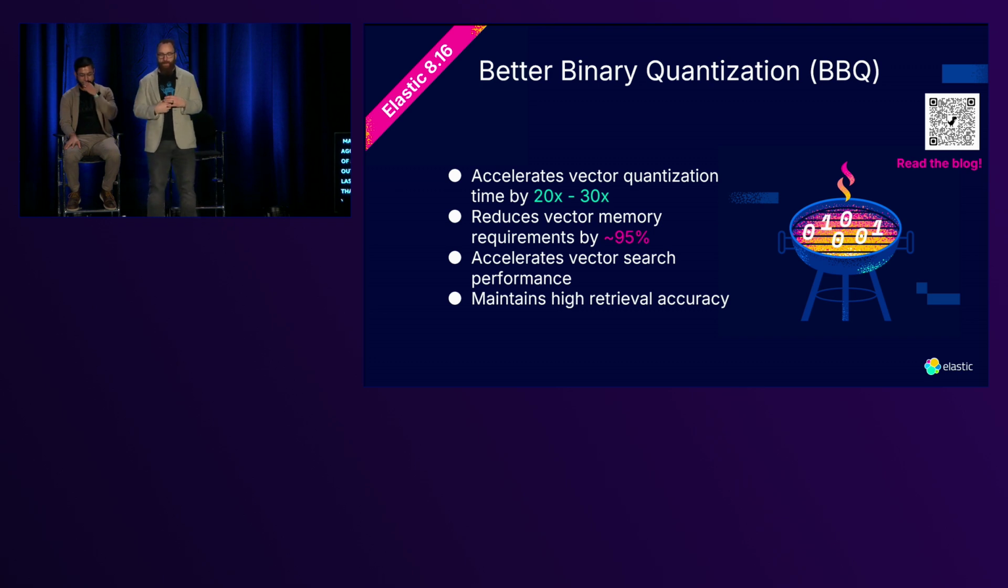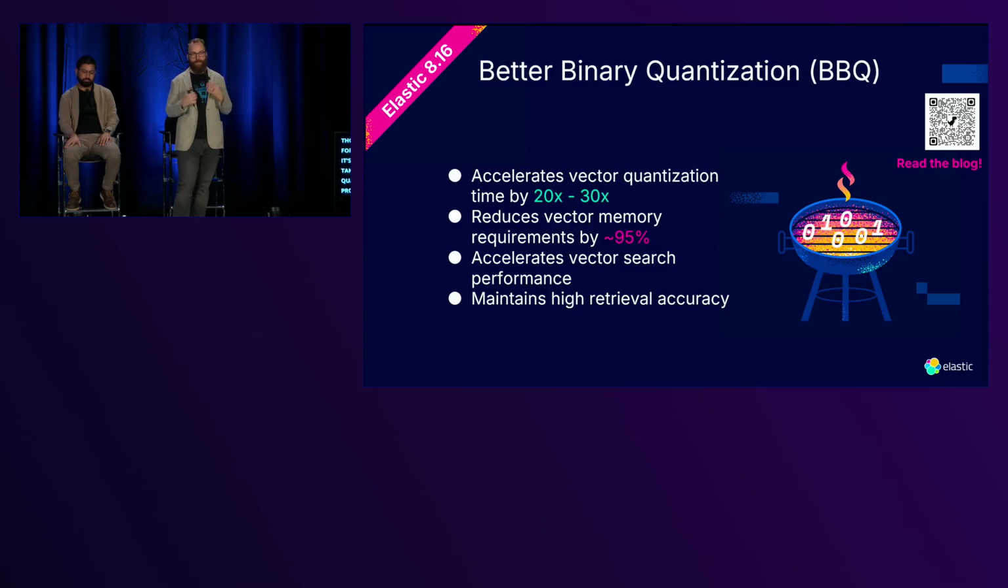And what this does is really a huge improvement, because we take a full float vector and we quantize it down to a bit. And this provides up to 95% reduction in memory. And so like any kind of compression, you're going to lose some fidelity.